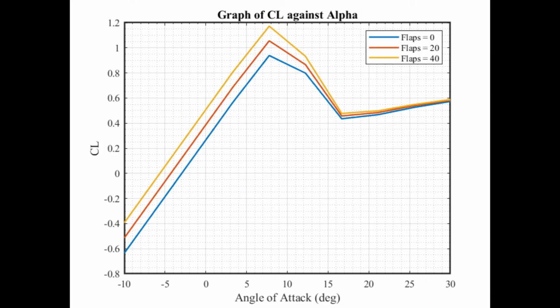As can be seen from the graph of CL against alpha, between angles of attack of -10 to 8 degrees, CL increases linearly with angle of attack. As is expected, at higher flap setting, the value of CL is greater than at lower flap settings. However, at angles of attack greater than 8 degrees, it can be seen that there is a significant decrease in CL, which indicates that the albatross experiences a severe loss of lift beyond angles of attack greater than 8 degrees.